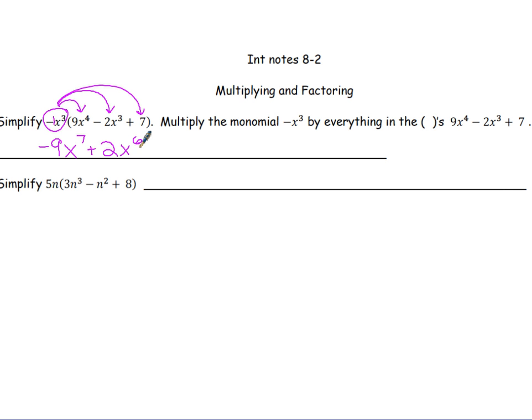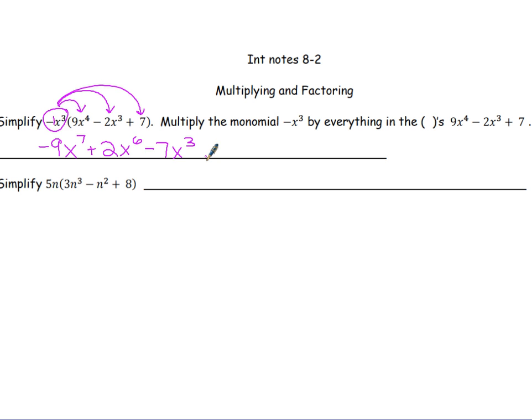And then last but not least, we're going to distribute this guy right here to the positive 7, and that'll give us negative 7x to the third. We don't have any like terms we can combine. I mean, that's a 7, that's a 6, that's a 3. They're all different, so that's as simplified as it's going to get.